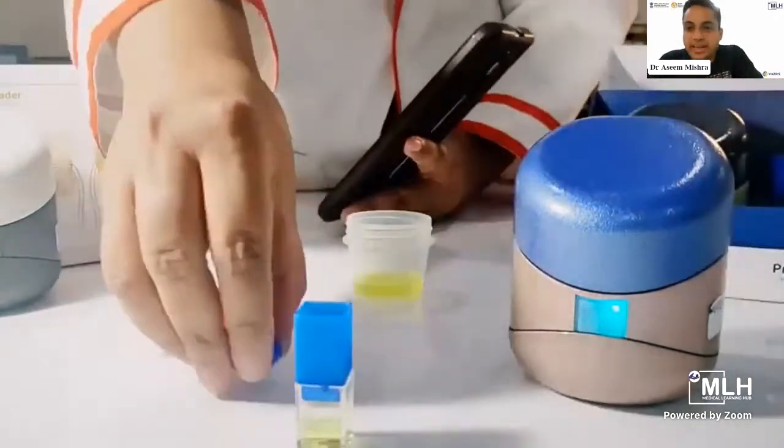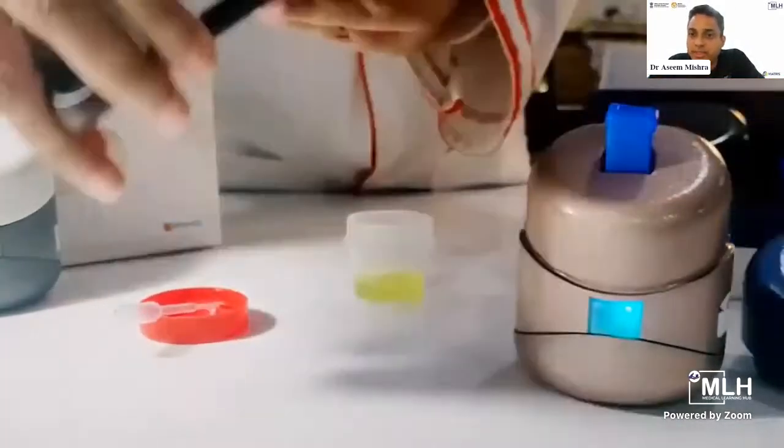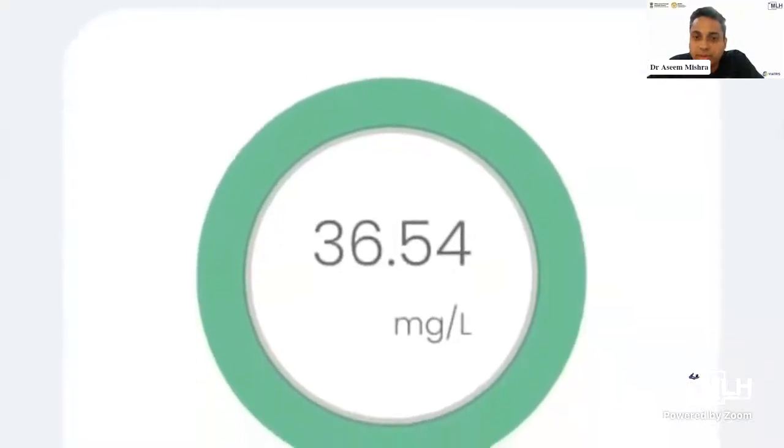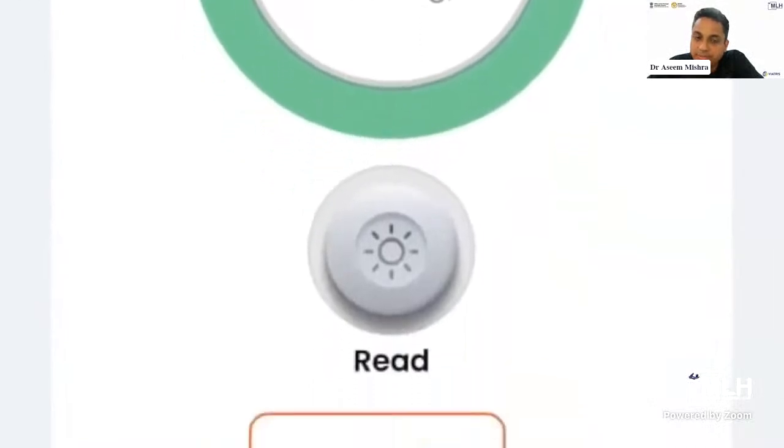So if I may just add, the whole process takes 3 minutes, 2 minutes for the sample to be prepared and 1 minute for the reading to be collected on the smartphone device.